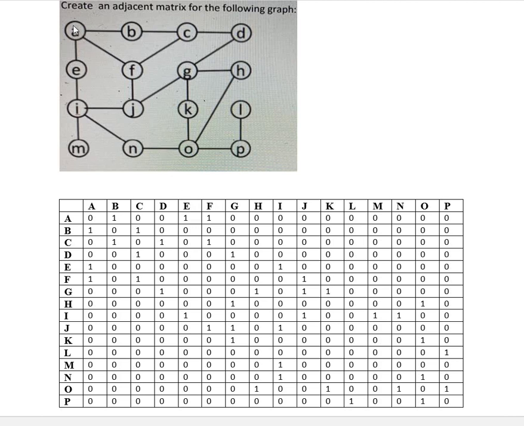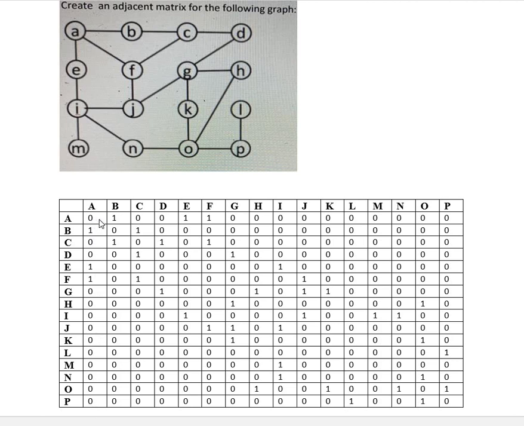So for example, node A here has 3 edges. It has one that connects to E, one to F, and one to B. So I come to column A now, and I look for B. We place a 1 there. Go down to E, a 1 is placed there, and F, a 1 is placed there. That represents the edges connected to A. All the other spaces, I put a 0.